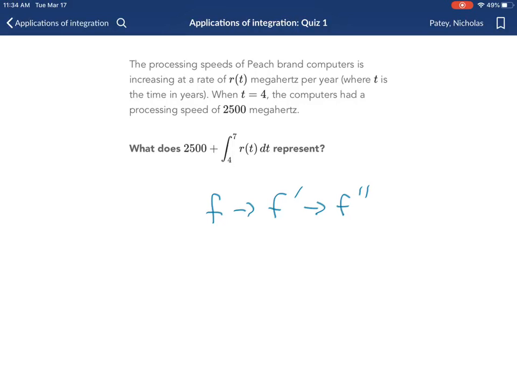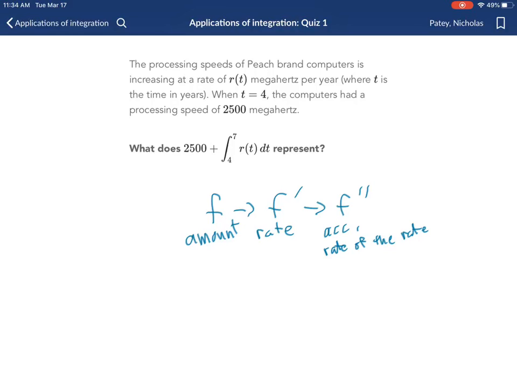So this is normally the rate, okay? I'm going to write rate right here. This is normally the amount, and f double prime is normally your acceleration. Acceleration is the rate of the rate. Okay, sorry, I'm writing a little sloppy.